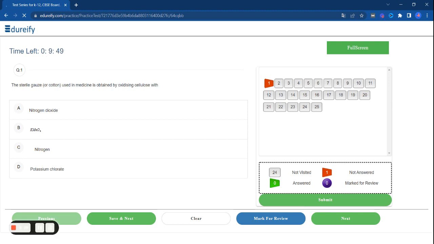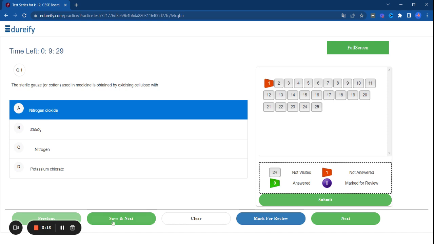So let's start. The first question is, the sterile gauze or cotton used in medicine is obtained by oxidizing cellulose with nitrogen dioxide, nitrogen, potassium chlorate, KMnO4. So it's nitrogen oxide.